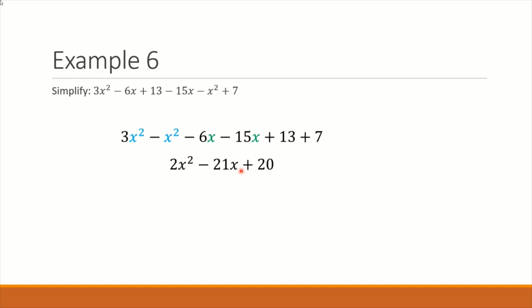This x squared is different from x, so you can't combine them together. You cannot combine unlike terms. You can only add like terms together. The variable portion has to be exactly the same. If not, you just leave it.